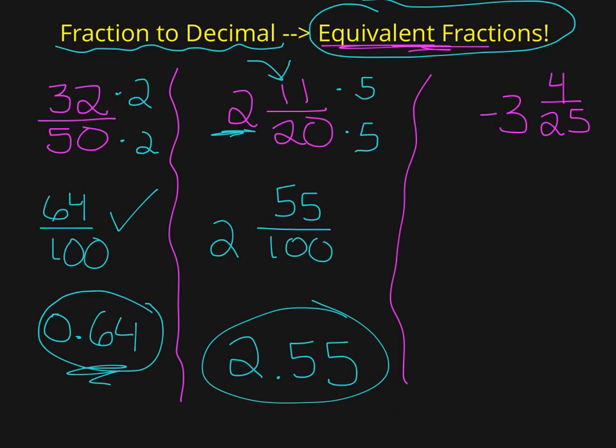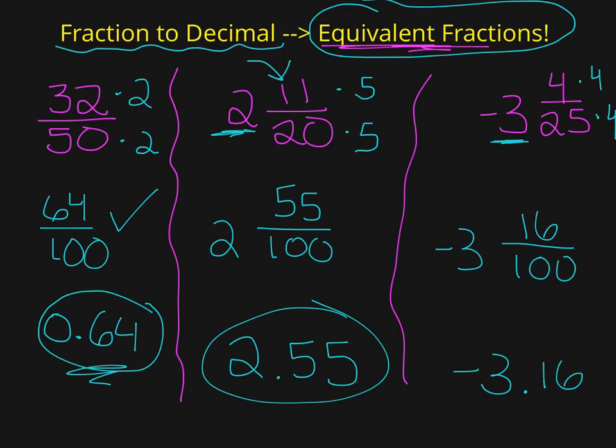All right, so I have a mixed number again. That -3 is going to be in my final answer in front of my decimal. If I want to rewrite this fraction as something over 100, I have to multiply by... 25 goes into 100 4 times. If I multiply the denominator by 4, I must multiply the numerator by 4, and 4 times 4 is 16. 16 hundredths, 0.16, -3 and 16 hundredths. Converting fractions to decimals using equivalent fractions.